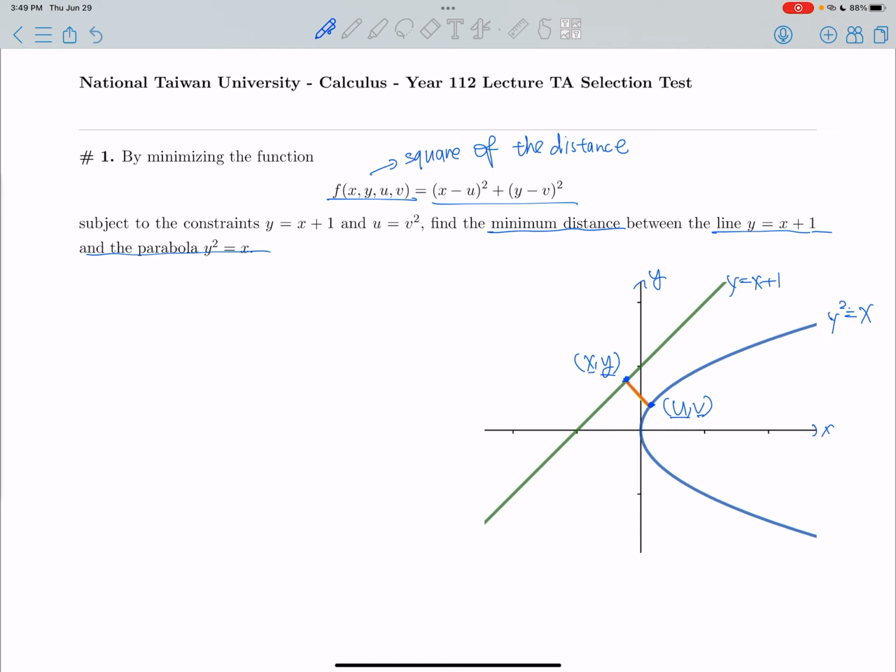However, there are some constraints. The two constraints are just the two equations of the two curves. So the first constraint is y equals x plus 1, and the second is u equals v squared. These are the two constraints.